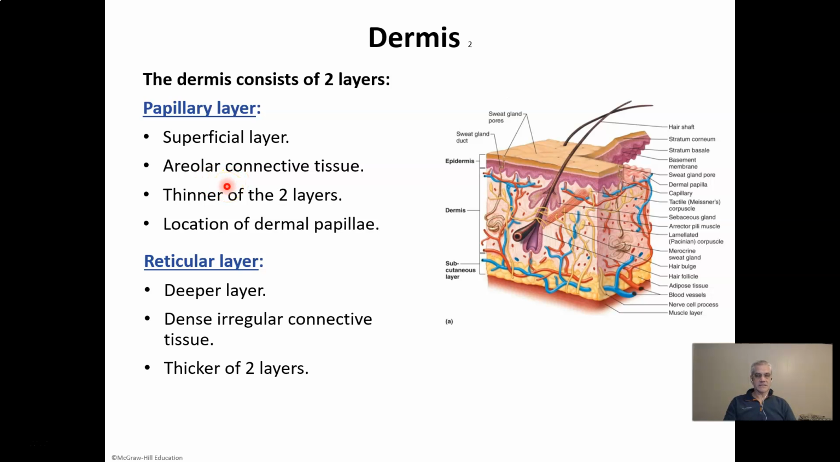It's a little bit less solid than the deeper layer. The deeper layer is the reticular layer, which has dense irregular connective tissue in it. And as the name implies, it's dense, it's thicker, it's heavier, it's more solid, it gives you better grip on things. And of course it is the thicker of the two layers.